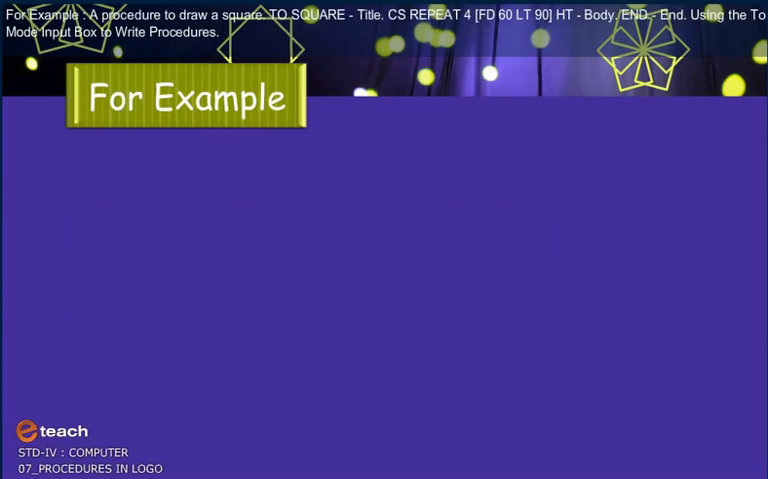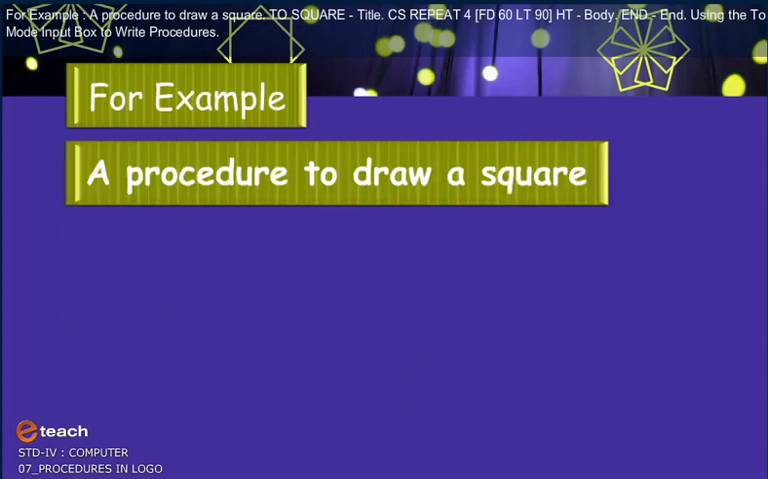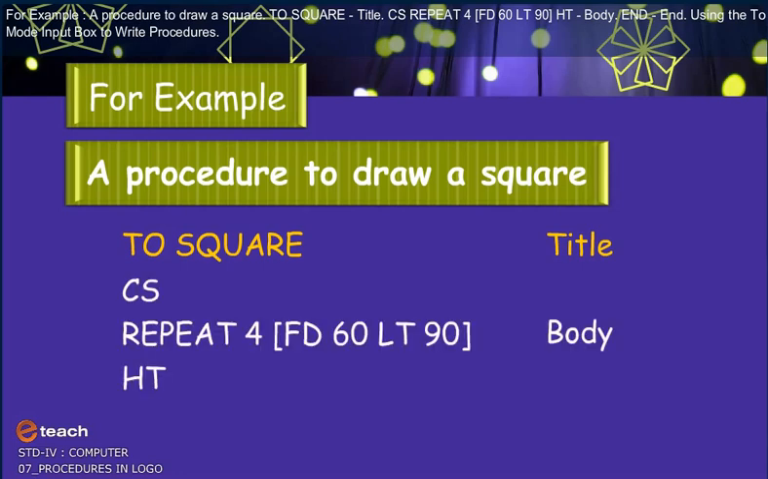For example, a procedure to draw a square. TO square is the title. CS, repeat 4 [FD 60 LT 90] and HT is the body, and END is the end.